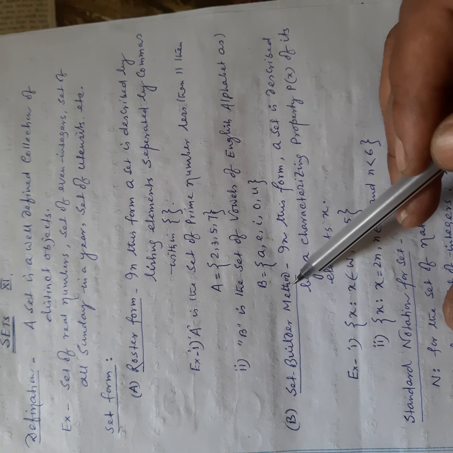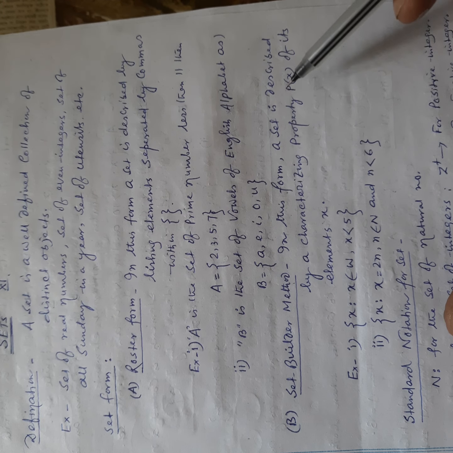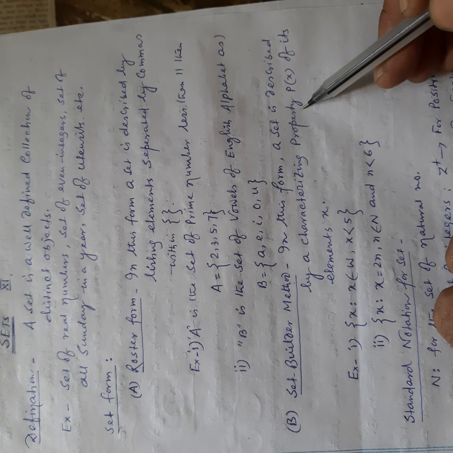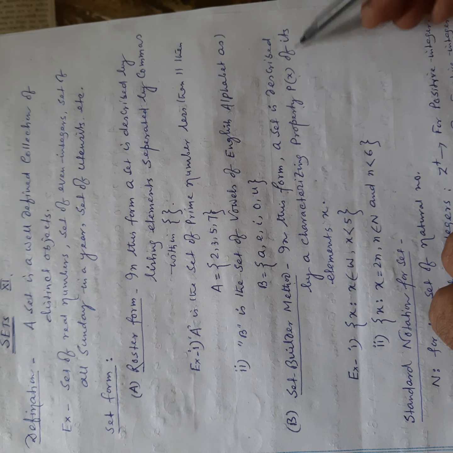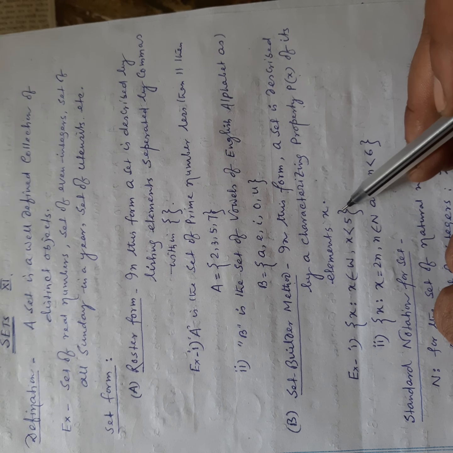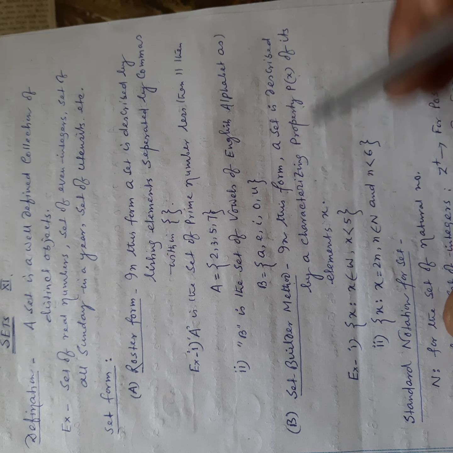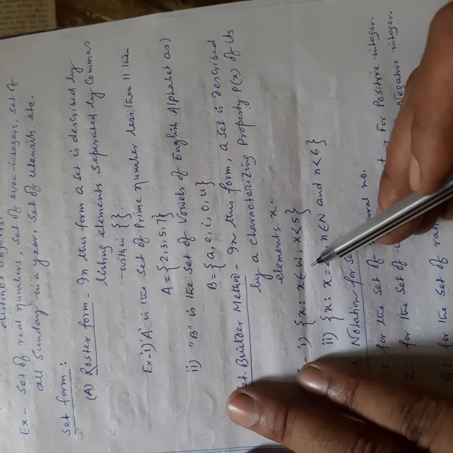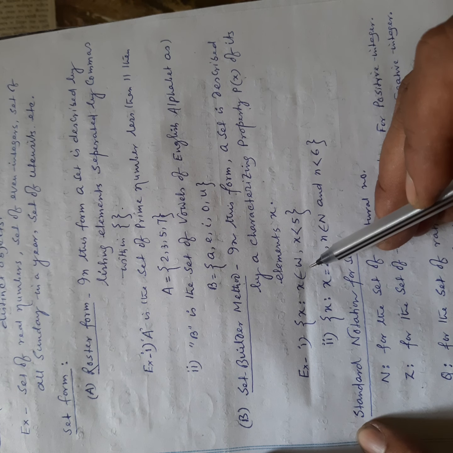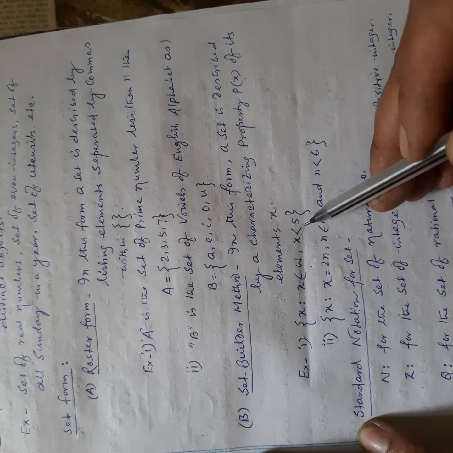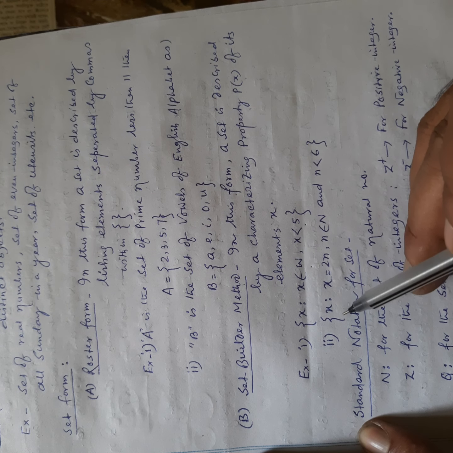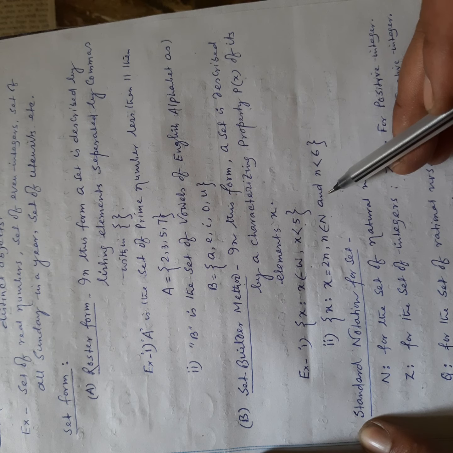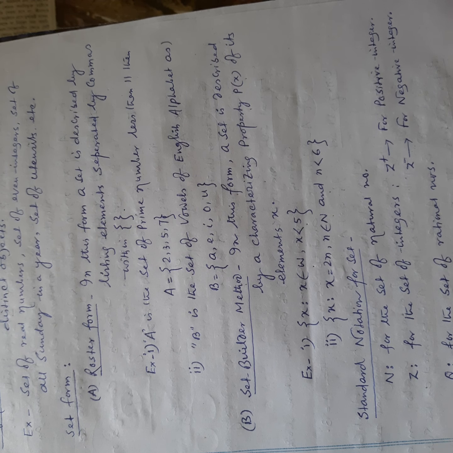Set builder method. In this form, a set is described by a characterizing property P(x) of its elements x. Example: {x such that x belongs to W and x is less than 5}. Secondly, {x such that x equals 2n, n belongs to N and n is less than 6}.